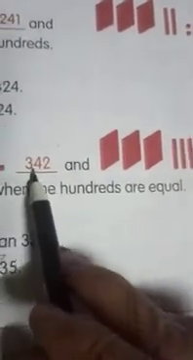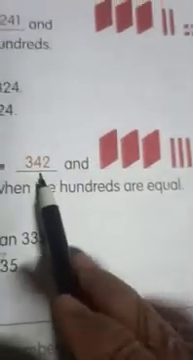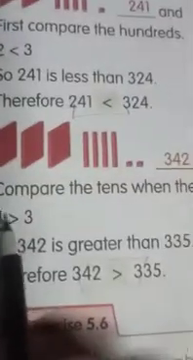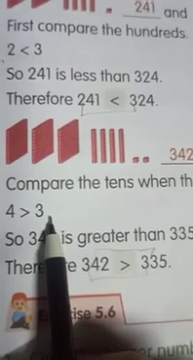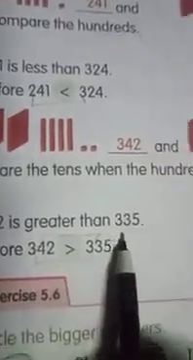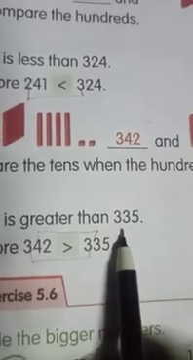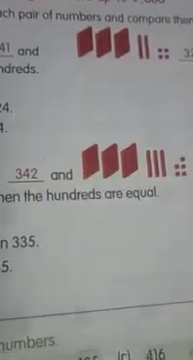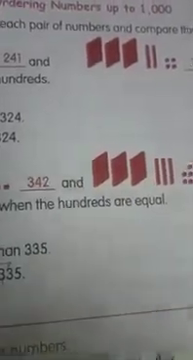So here we have 4 in tens and here we have 3 in tens. So 4 is greater than 3. So that means 342 is greater than 335. Children, if on tens place also we have the same number, then you should compare the numbers which are on ones place.